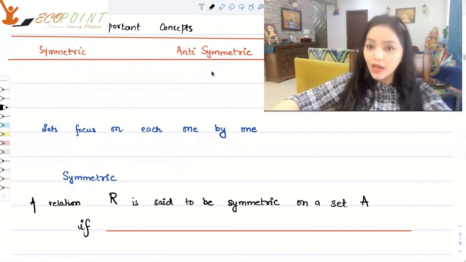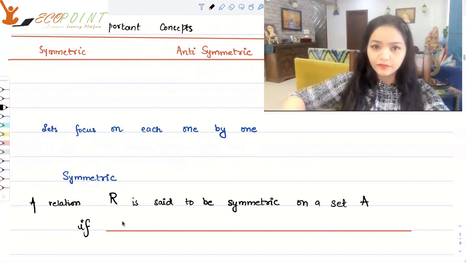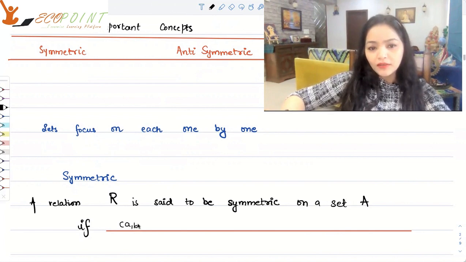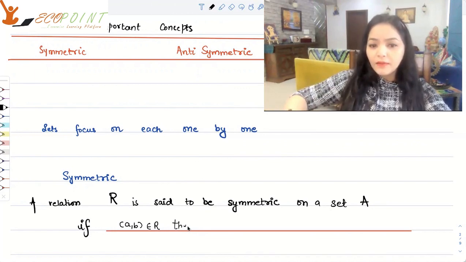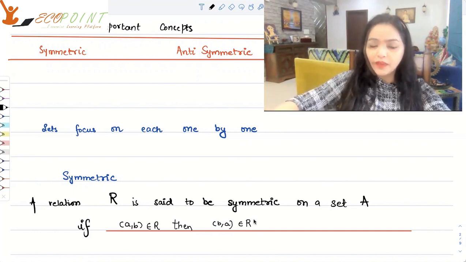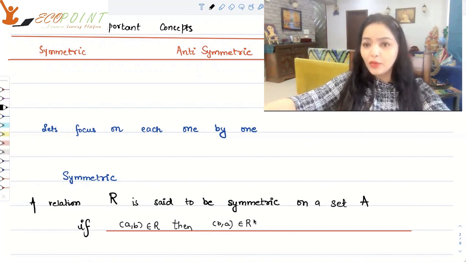A relation R is said to be symmetric on a set A if, in case A comma B belongs to R, that means A is related to B, then B is also related to A. Then that means B comma A should also belong to this set R, the set of relations. So it doesn't matter whether we are writing A comma B or B comma A. Both these ordered pairs should be satisfying this relation.